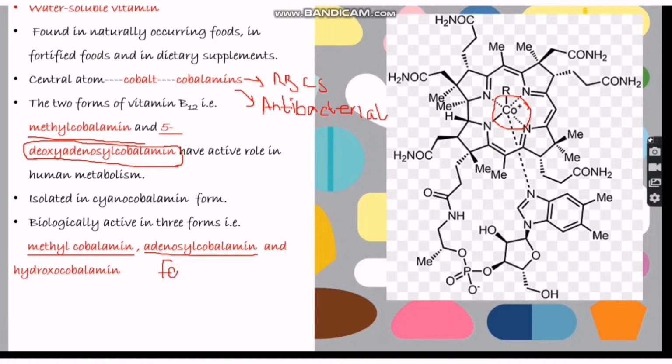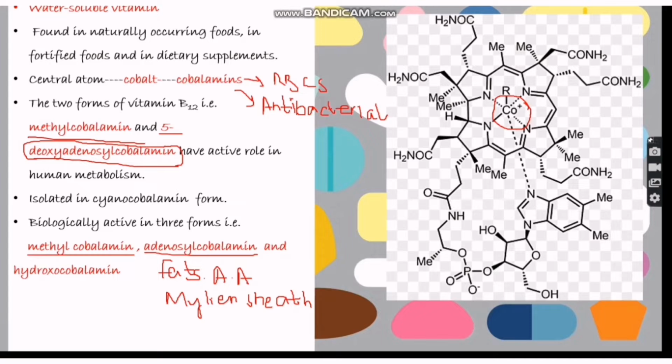So adenosylcobalamin is involved in metabolism of fats and amino acids, and as well as the production of myelin sheath. This myelin sheath surrounds nerve cells, and its function is to protect the nerve cells. So the role of adenosylcobalamin is in the metabolism of fats and amino acids, as well as formation of myelin sheath, which protects the neuron.